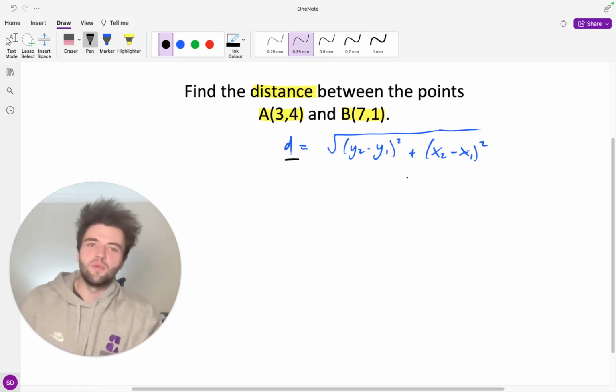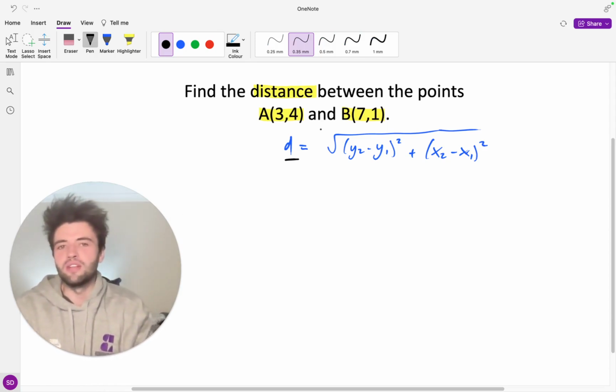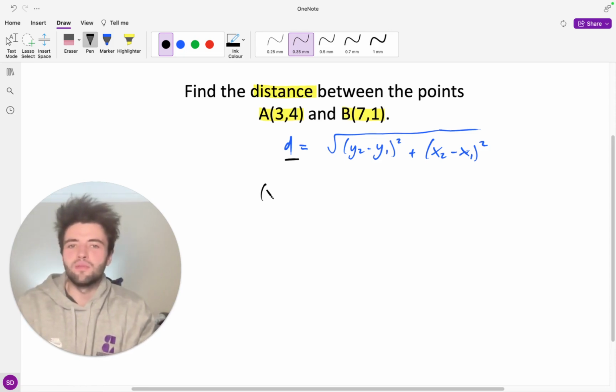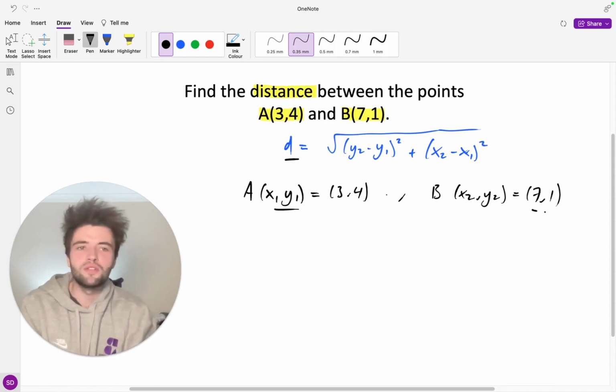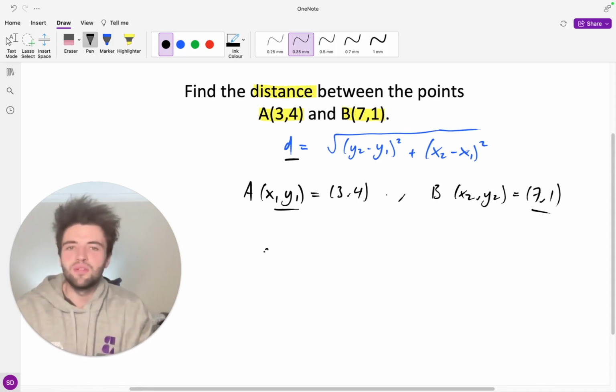It's on the coordinate geometry page, so luckily you don't have to memorize this, but we will need to label the points now. So we need our points (x1, y1) and (x2, y2). And so I've just chosen 3, 4, which is the point A, to be (x1, y1), and then our point B is going to be (x2, y2), which is the point (7, 1). And so now we can simply plug this into our formula.